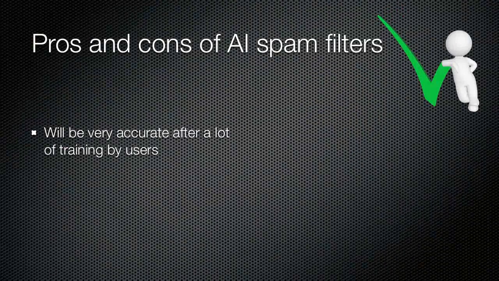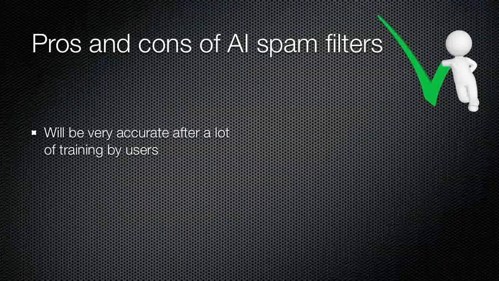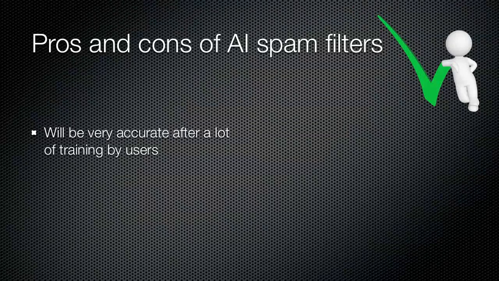So the pros: it will be pretty accurate after a lot of training by users. And what I mean by that is this filter typically becomes very useful in large user environments. Like it's perfect for Gmail, for example. Gmail has millions, hundreds of millions of users, and at least some percentage of these users press the built-in buttons like this is spam or this is not spam. And each time you push this button, you actually train this filter to be more and more sophisticated.